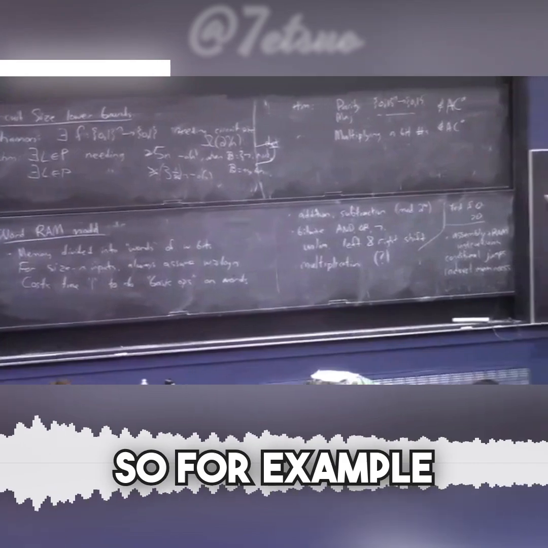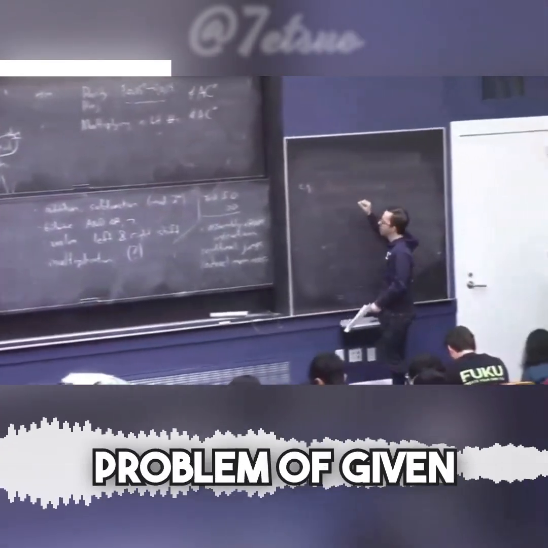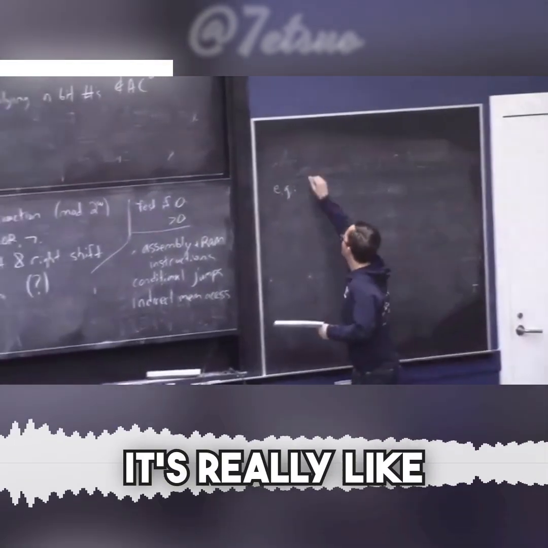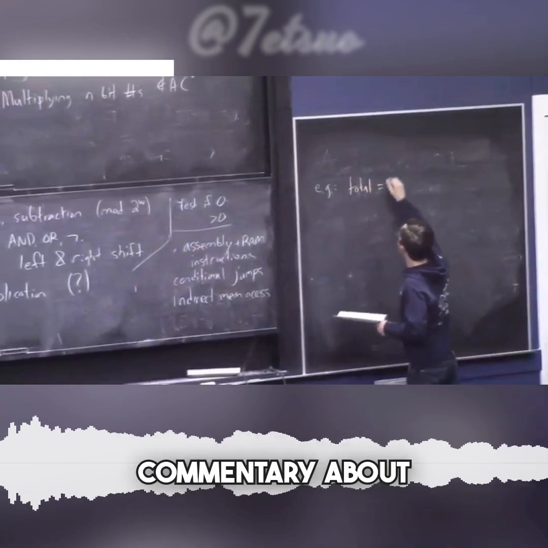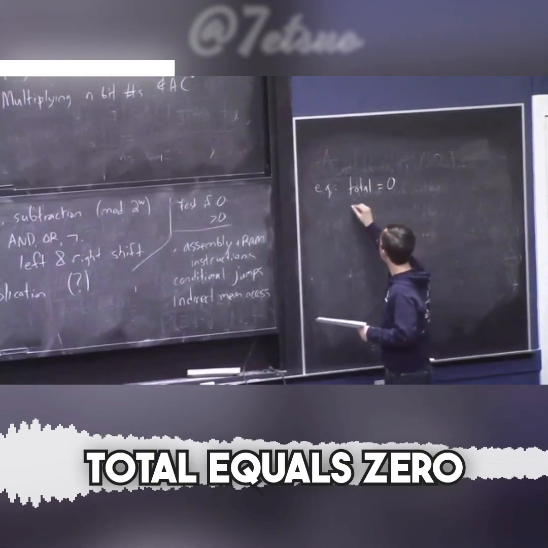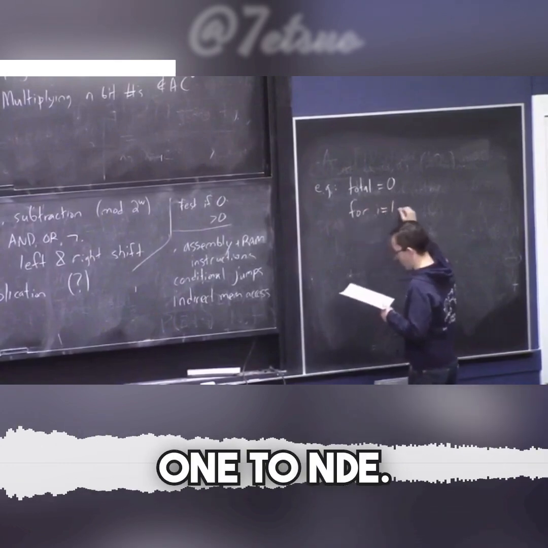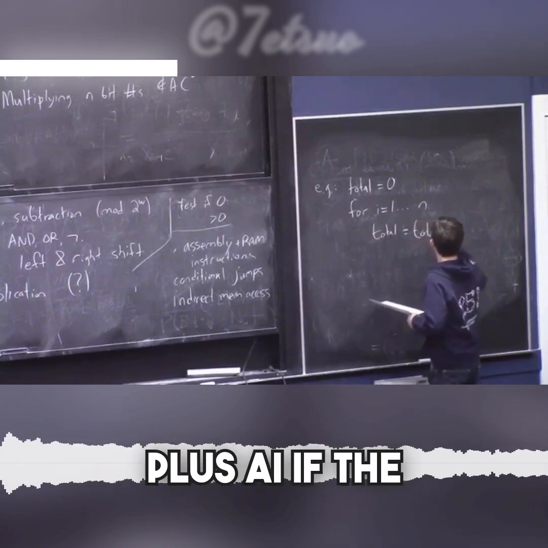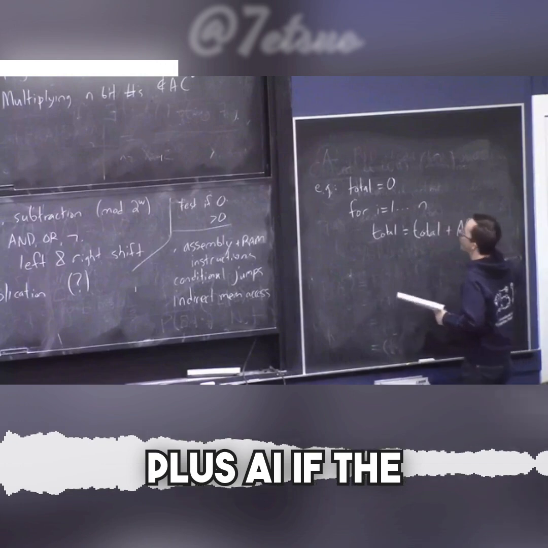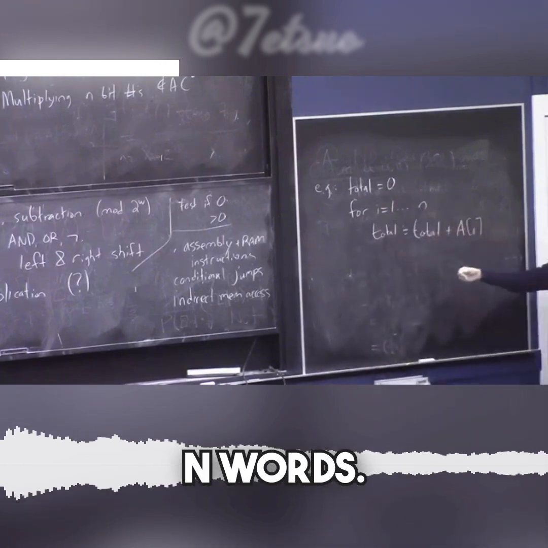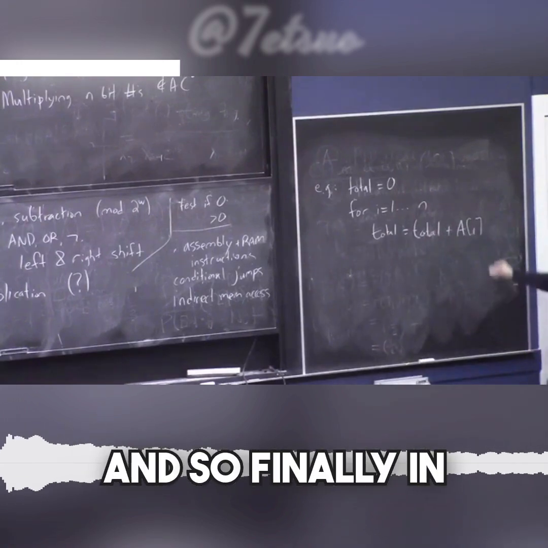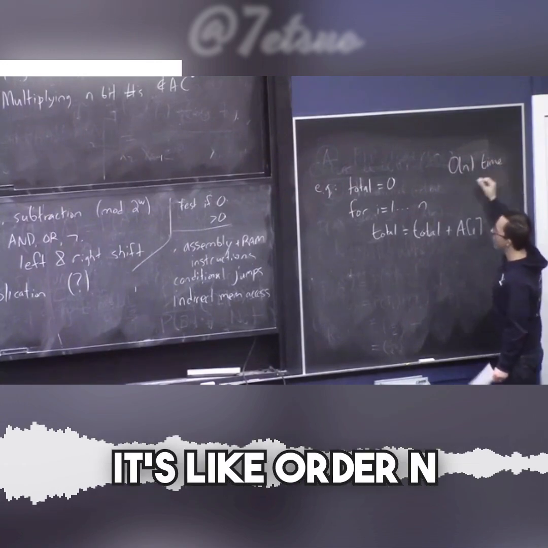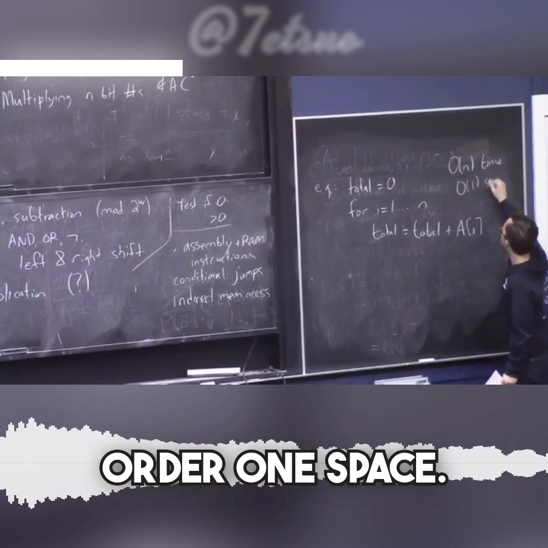So for example, we can take the problem of given an array of n numbers, add them up. Okay? This is really algorithms 101, but just to make a little commentary about it, you could say, okay, total equals 0, for I equals 1 to n, total equals total plus a_i, if the input is a, an array of n words. And so finally, in this model, everything is as you hoped. It's order n time, and this is order 1 space.